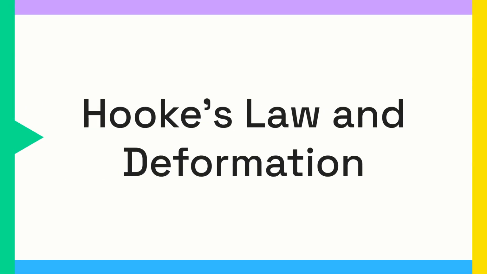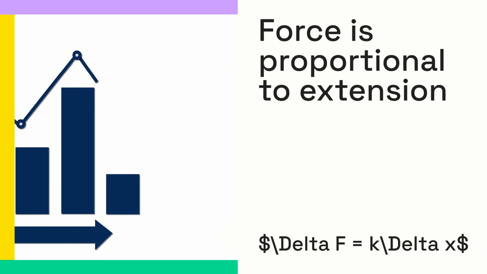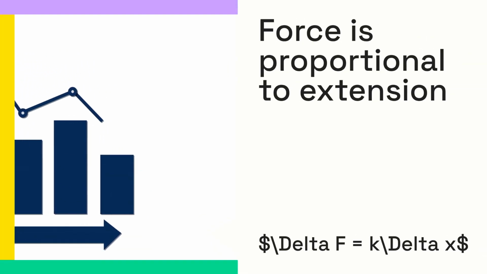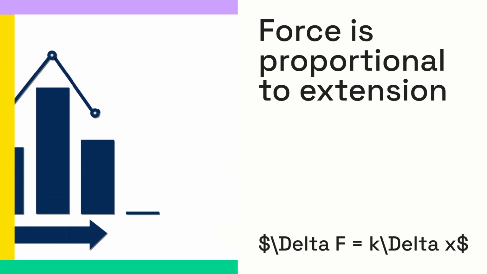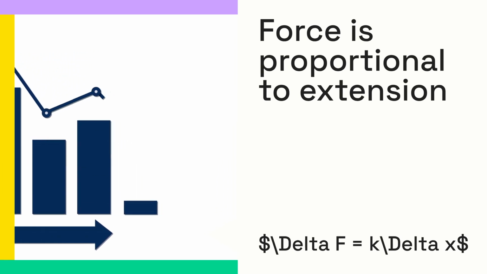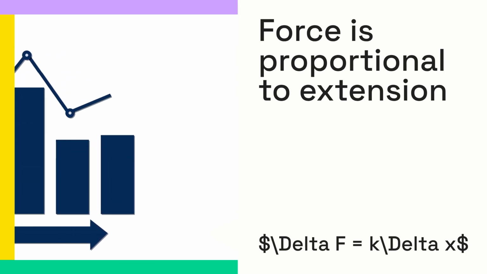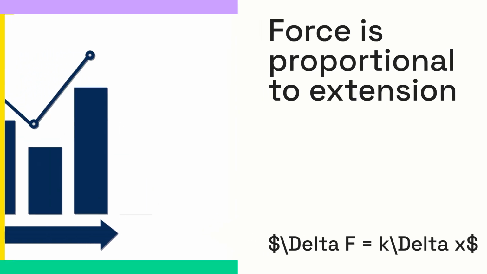We begin with the basic relationship between force and deformation, Hooke's law. Robert Hooke discovered that for many materials, the force applied is directly proportional to the extension. The constant, K, is the stiffness or spring constant. This law applies to both tension, pulling apart, and compression, squashing together.